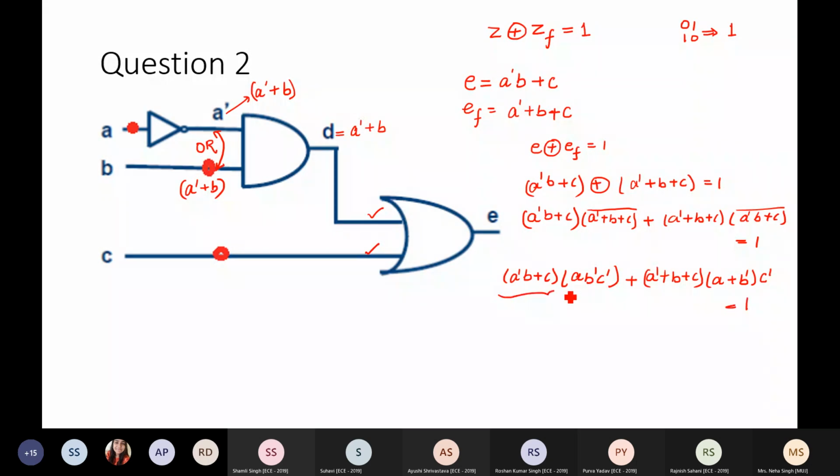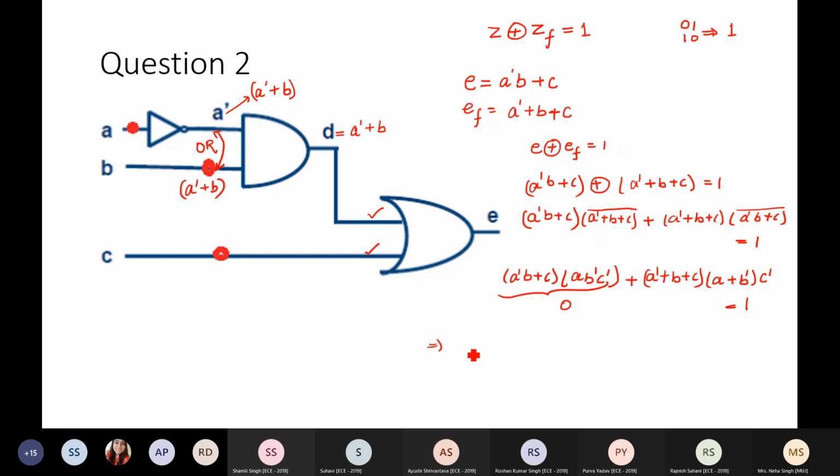If I multiply these two terms, this will always give me 0, because the first term will be A dash into A, so A' · A is always 0. Here C · C' would be 0. So I am left with this part. A' into A will be 0.